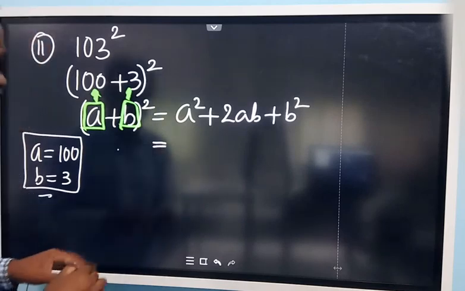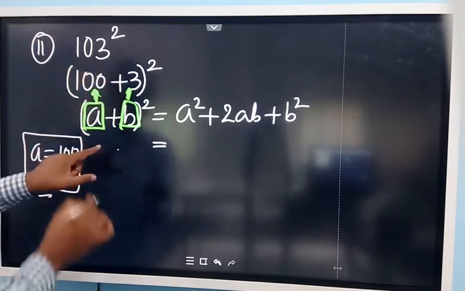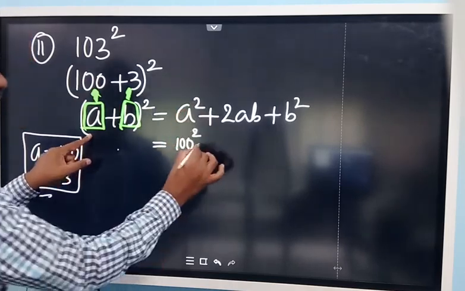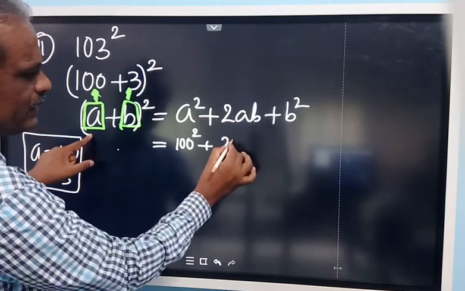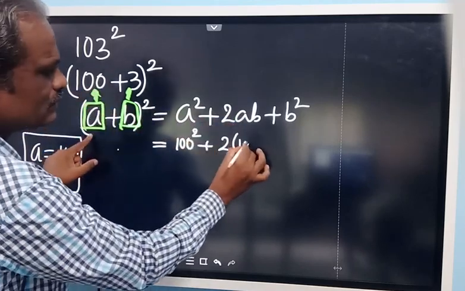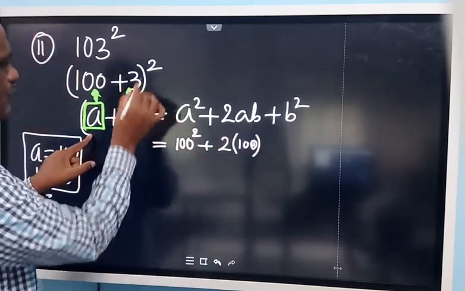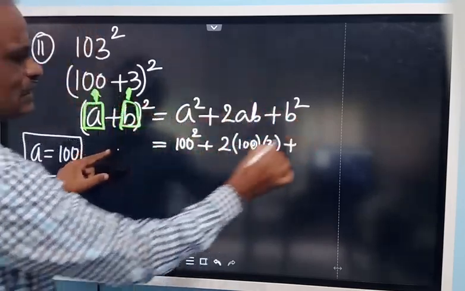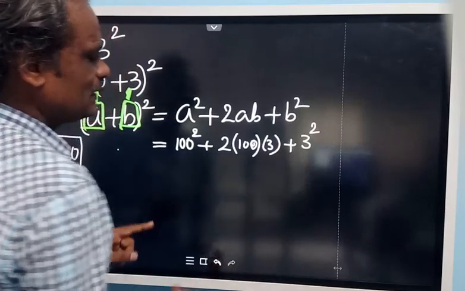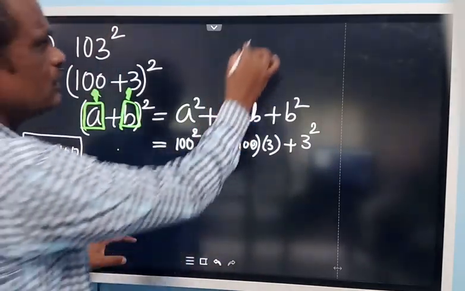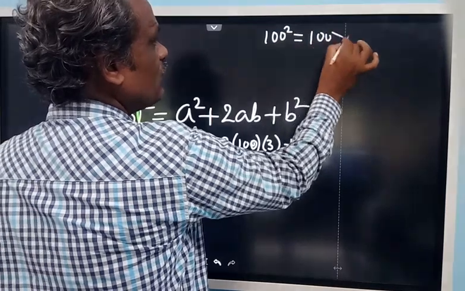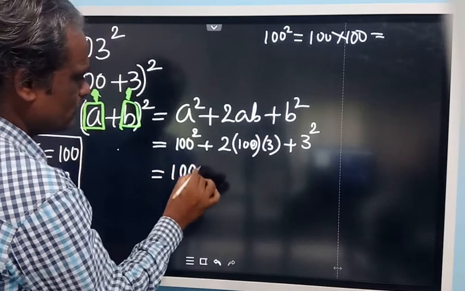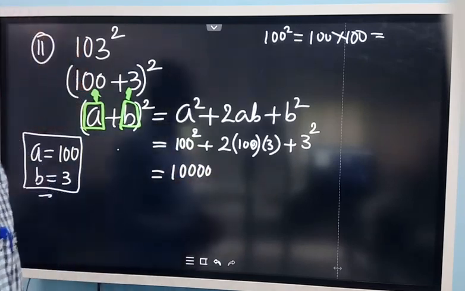So let us see what happens. In place of a we have 100, so there is a square, 100 square. Plus you write this 2 as it is. a into b: a is 100, b value is 3. Then plus, b square, b means 3, square as it is. Now 100 square can be written as 100 into 100, so 4 zeros will come. So 100 square is 10,000.